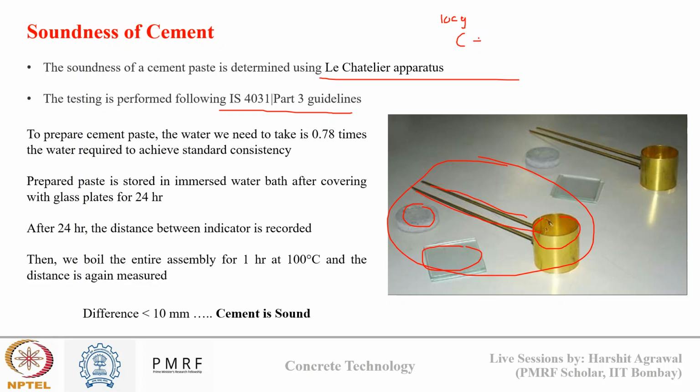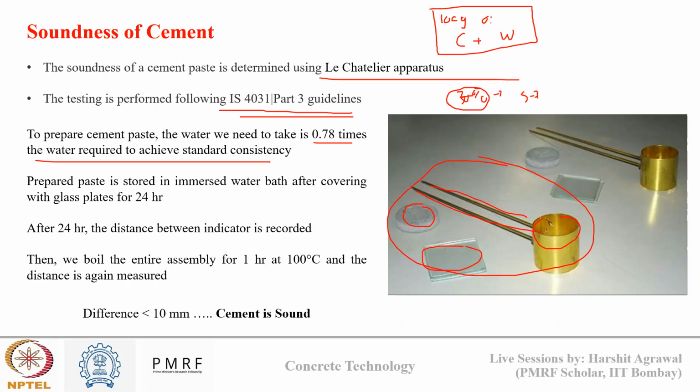and we add water to the cement. How much water do we add? The code says you need to add 0.78 times the water required for standard consistency. So suppose you did standard consistency testing and you got 30% water, in which you are achieving penetration of 5 to 7 mm. So 0.78 times 30% is the water that you require for doing the soundness check of cement. This is the amount of water you require here.